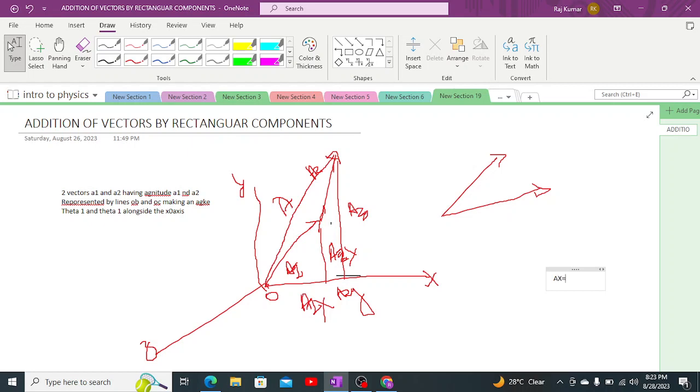Ax is equal to A1x plus A2x. Ay is equal to A1y plus A2y. This is the value of Ax and Ay: Ax is equal to A1x plus A2x, Ay is equal to A1y plus A2y. And this is how we actually find the total value of A.